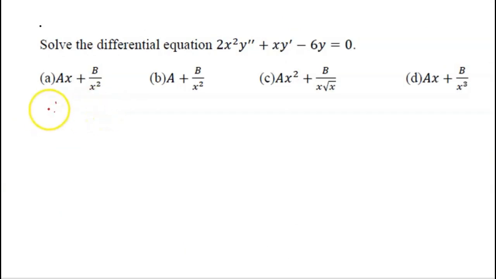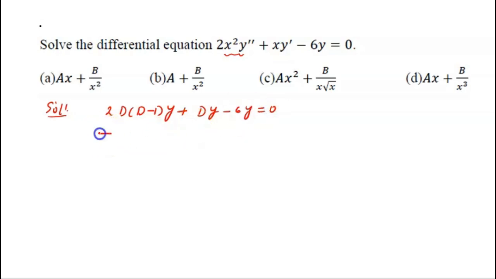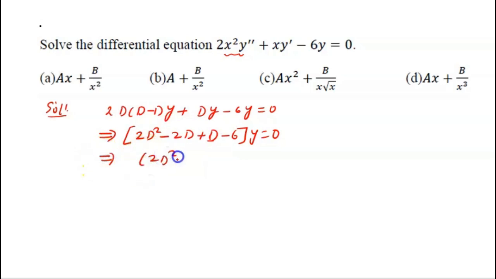So now let us solve this problem, and this time I'll be doing it quickly. So step 1 is that you replace x square y double dash by D minus 1 D, y. So 2 D into D minus 1 y plus x y dash you replace by D y minus 6y is equal to 0. So this will reduce to 2D square minus 2D plus D minus 6 y is equal to 0. Okay. So let us simplify it further. So this is 2D square minus D minus 6 y is equal to 0.